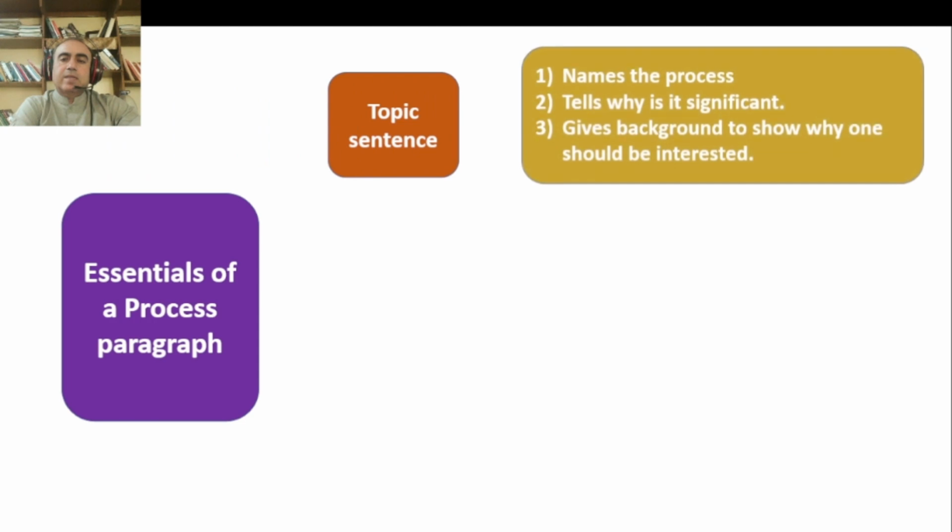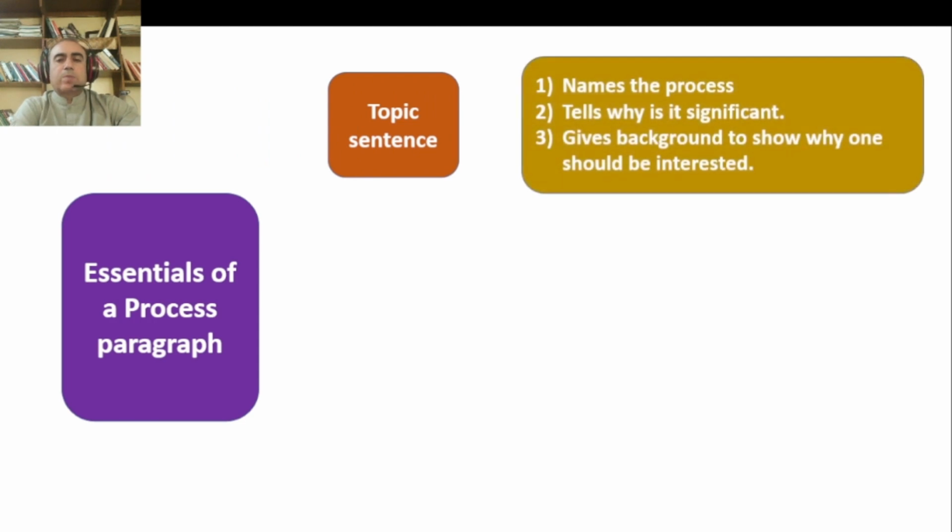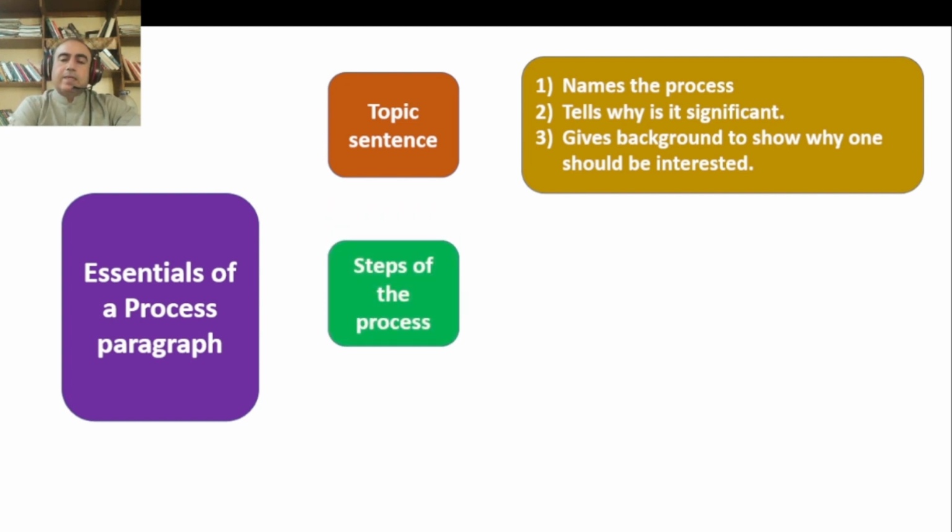Topic sentence names the topic, what the topic is, why it is significant, and it gives the background, whether one should be interested in reading or not. Topic sentence should be comprehensive. Then it gives the steps of the process. First step, second step, you can use firstly, then secondly, then thirdly, initially, afterwards, finally, such expressions we use in this kind of paragraph.